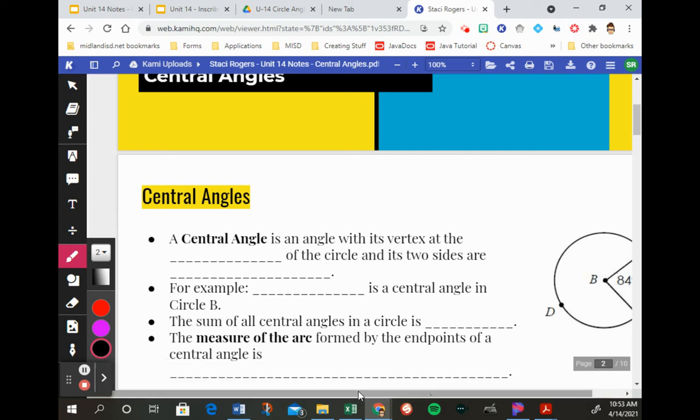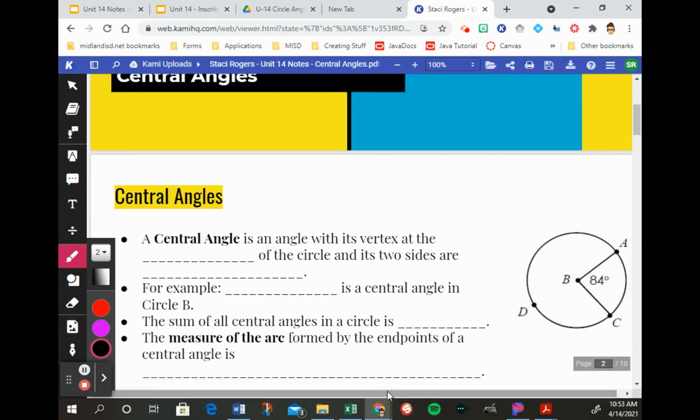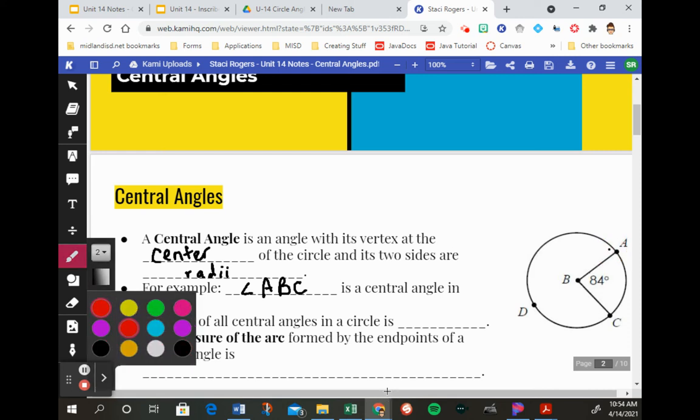A central angle is an angle with the vertex at the center of a circle, and its two sides are radii. For example, angle ABC is a central angle in circle B. This one right here, let me go in red. Right here, that's a central angle.